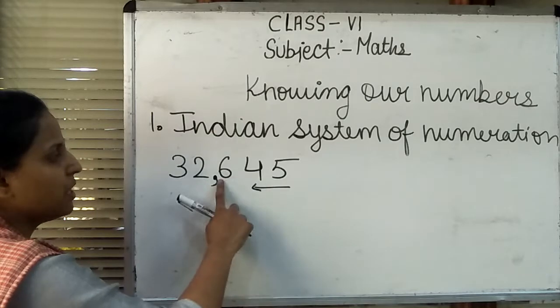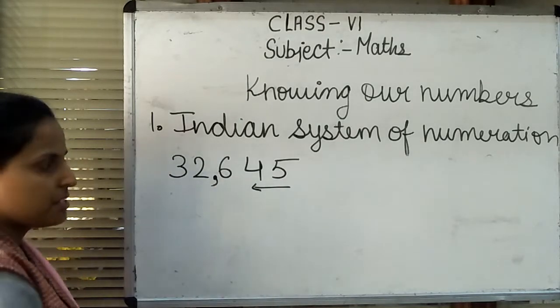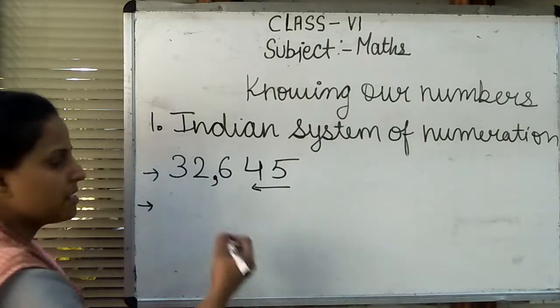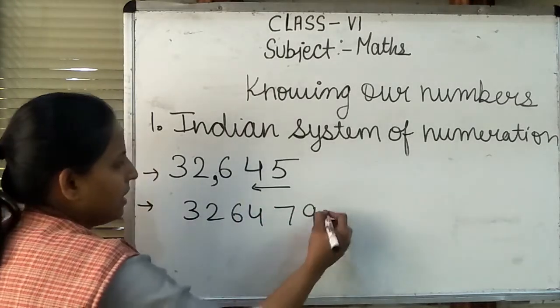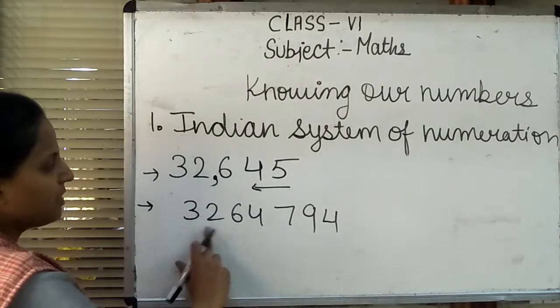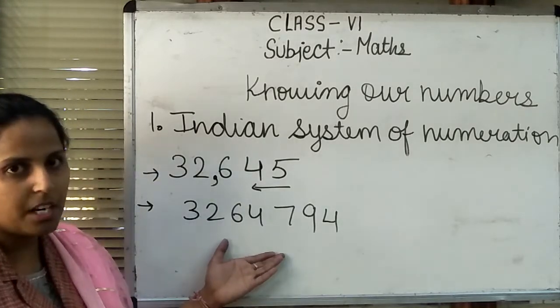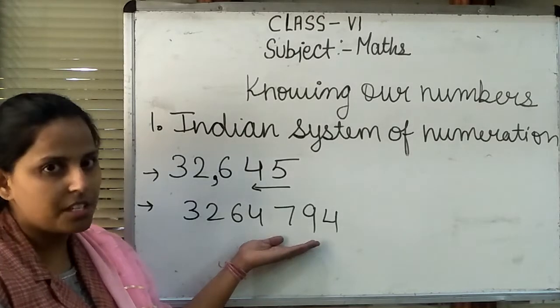So now 1, 2 and 3. And the remaining commas are put after 2 digits. The remaining commas, like I put the first comma here, now we are moving to the next, like 3, 2, 6, 4, 7, 9 and 4. I put the next number, in which we have 1, 2, 3, 4, 5, 6 and 7, a 7-digit number. And I want to write the name of this. So now we put the first comma.